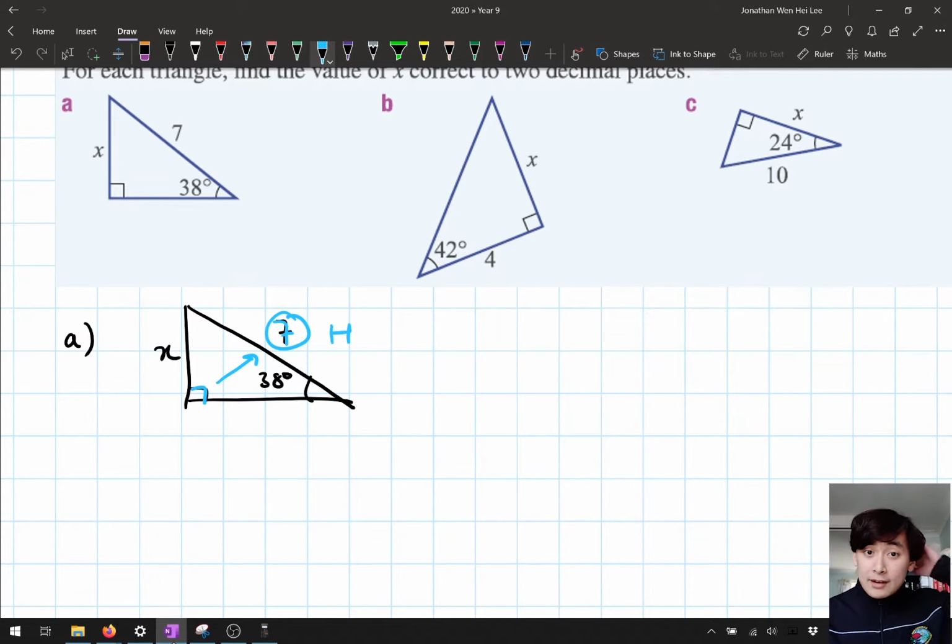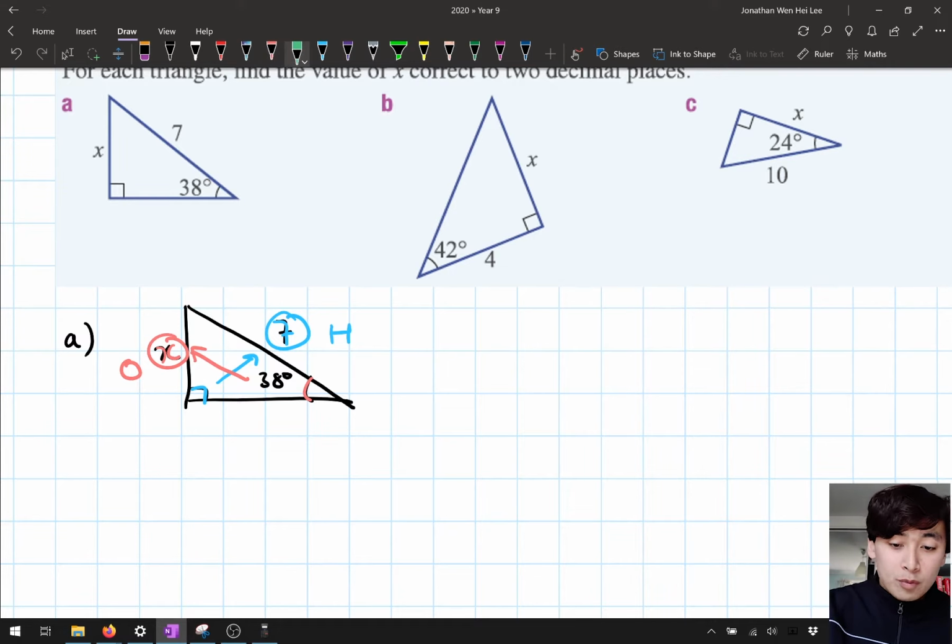So I'm going to circle the 7 and put an H there just to tell me that that is the hypotenuse. Okay. The next side is the opposite side. Now I look at the angle. The angle that I'm looking at is this one over here. This 38 degrees is my angle. So I go opposite the angle. And so this X over here, that is my opposite side. So I'm going to put a circle around my X and call it my opposite side.